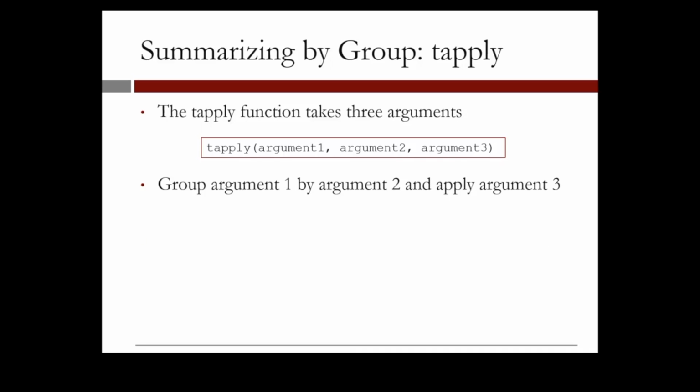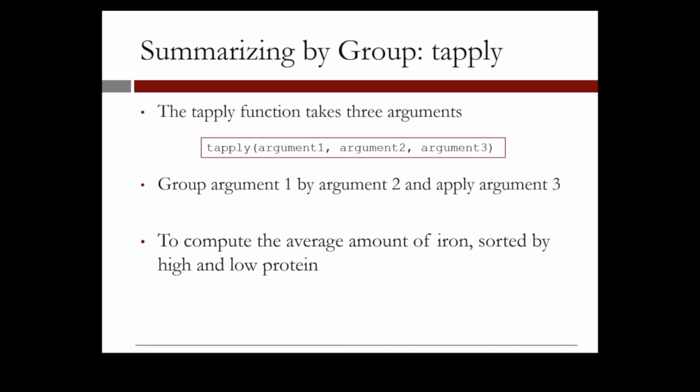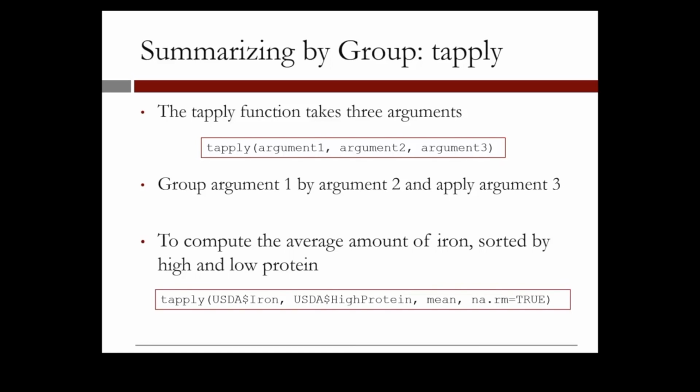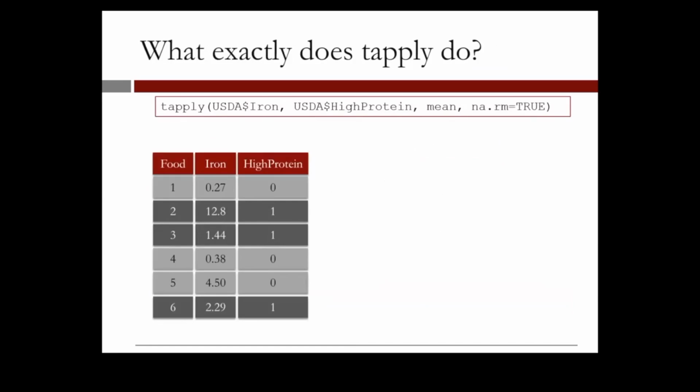Suppose that we have the following data frame with the foods 1 through 6, along with information about their iron levels and their values of high protein that we just added earlier. The first step is grouping the iron data according to the values of high protein. So first group all the foods that have high protein equal 1, and that would be food number 2 with 12.8 milligrams of iron, food number 3 with 1.44 milligrams of iron, and food number 6 with 2.29 milligrams of iron.